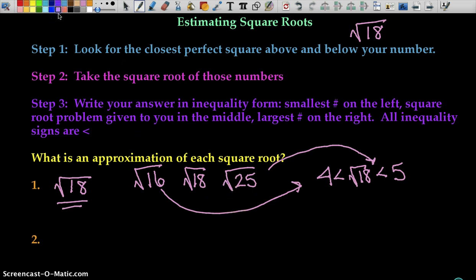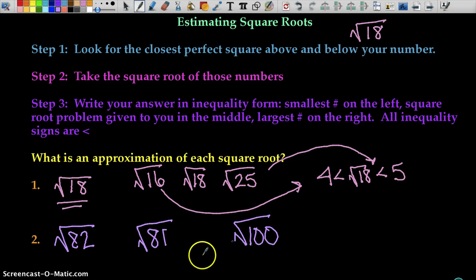So a second example, let's say we have something like the square root of 82. Well, we know that, oh no, it's frozen. Dang it. We know that 82 is not a perfect square. So we're going to find the closest perfect squares above and below. We know that 81 is a perfect square, and that falls below the number 82. And we know that 100 is a perfect square, and that falls directly above the number 82.